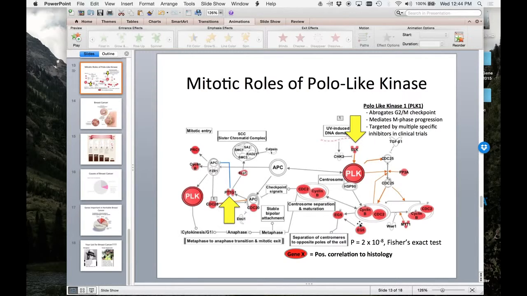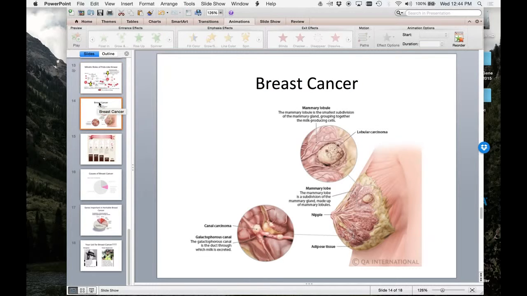Think of these genes like PLK as the quarterback and this is its team. I know PLK is basically going to win at cancer because all of its buddies, all of its team, are really, really important in that process. All right. So we are looking at breast cancer.